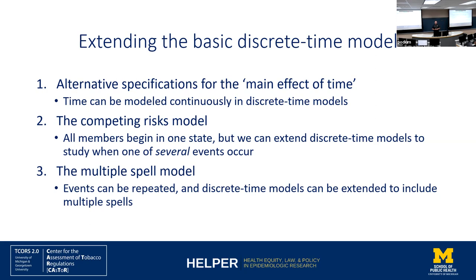The second extension is the competing risks model. In this framework, all members begin in one state, but we can extend these models to study when one of several events occur. So think of the difference between logistic regression and multinomial logistic regression. You might have a number of outcomes over time. And I've never done this, so I haven't put it into practice, but I do think about its conceptual importance.